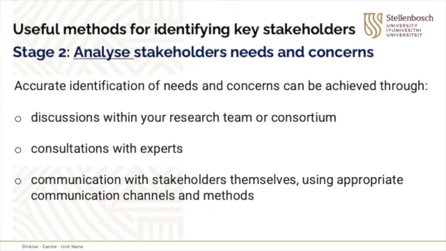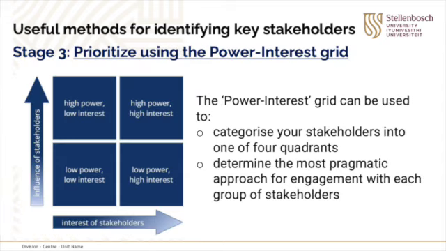So the third step is prioritization. Okay, and one of the very well used tools that you will see again and again and again in stakeholder mapping resources is this power interest grid. And prioritizing which stakeholders to engage with and to what extent is also crucial, because you can't give the same effort and energy to all of your stakeholders.